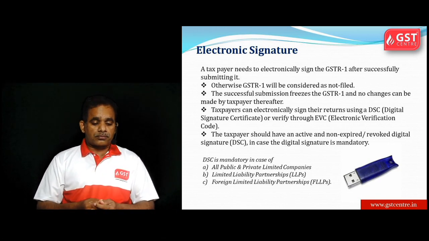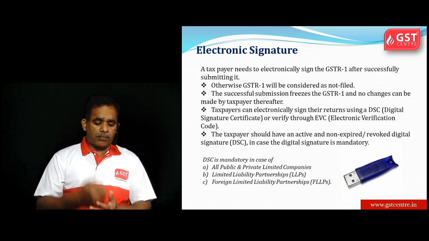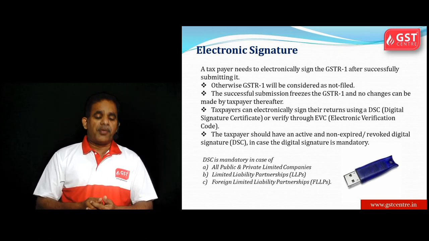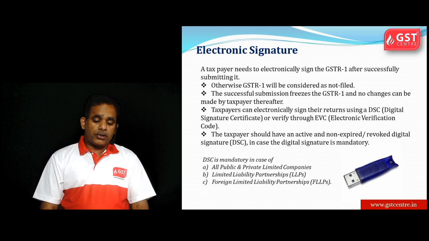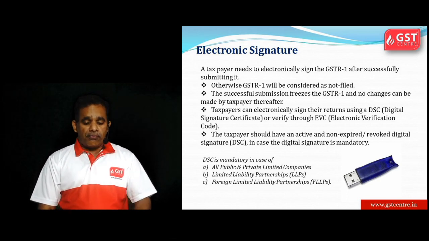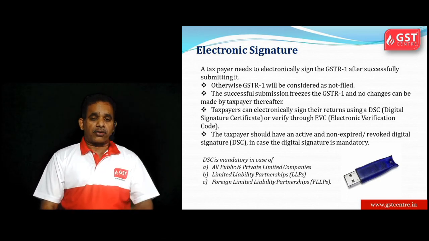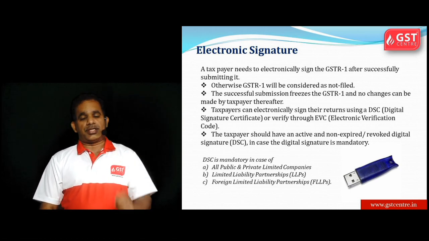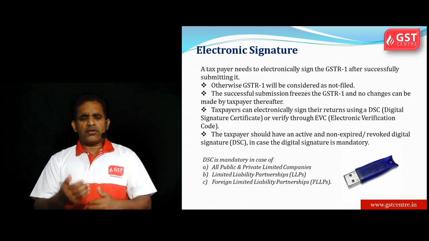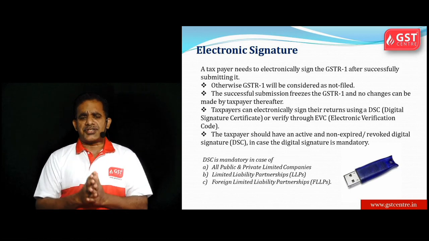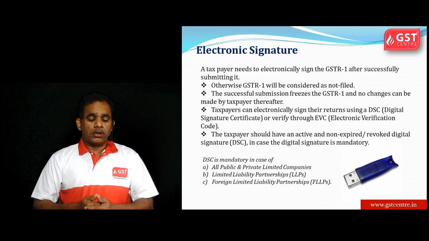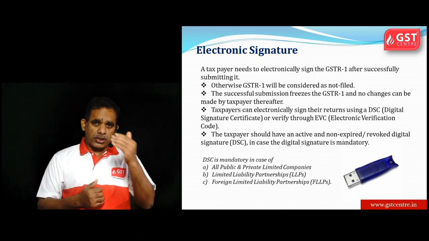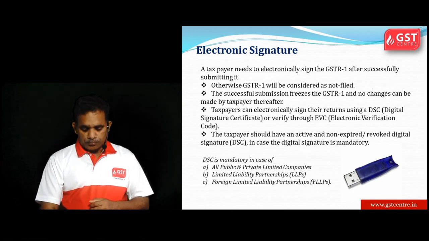Companies like all public or private limited companies, limited liability partnerships, that is LLPs, and foreign limited liability partnerships, that is FLLPs, all those persons have to file with the digital signature. Okay, and please note that if you don't have a digital signature, you can use an electronic verification code, EVC, also. An OTP will be coming to your mobile number and you can use it.